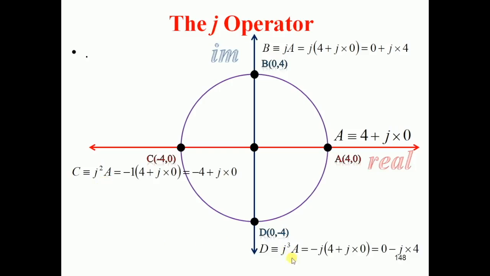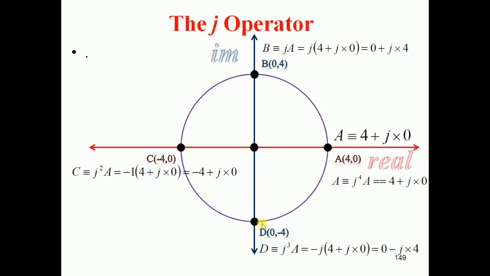Similarly, the fourth point in the discussion, D, can be obtained by 3 times rotation through 90 degrees. So 3 j operators, which we can write as j cube, and j cube is obviously minus j. j square is minus 1, minus 1 multiplied by j will be j cube. Now the basic point is 4 plus j times 0. So minus j operated on it will yield 0 minus j times 4. So here the ordered pair you can say is (0, minus 4).